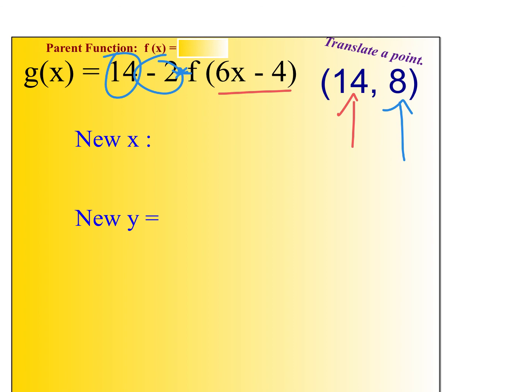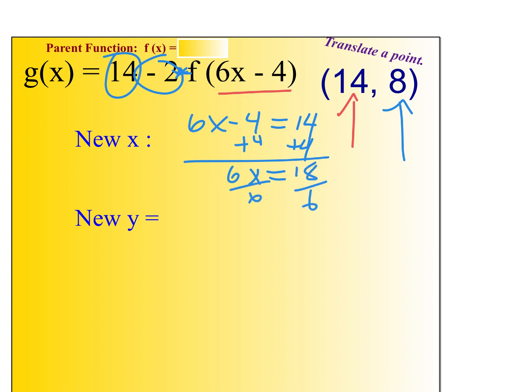Let's take our 6x minus 4 equals 14. How many of you did it this way? I think it's the easy way. If you didn't do it this way, watch how easy it is. I just add 4 to both sides. Makes it 18. 6x equals 18. Divide both sides by 6. It's 3. Who had 3 for the new x value? Okay, good. How about the y value?